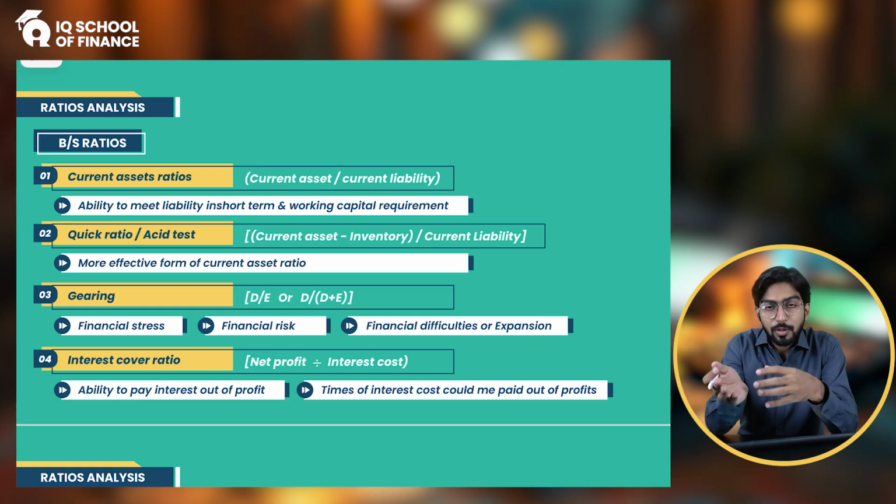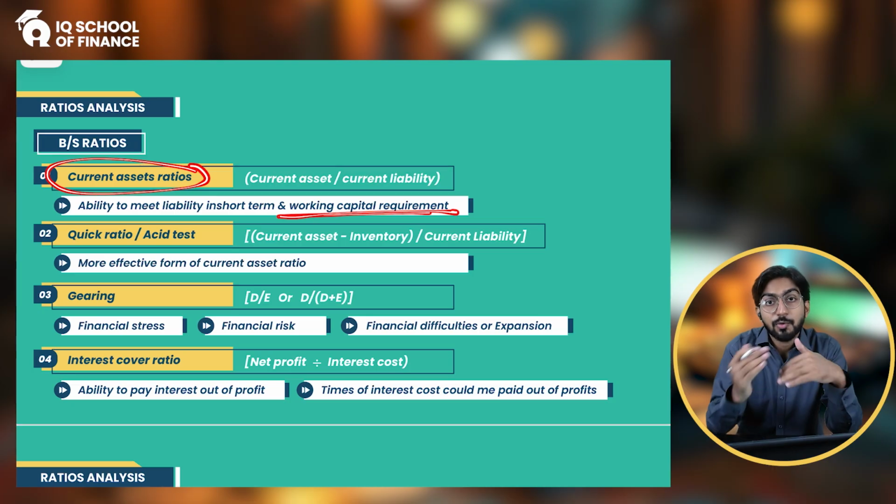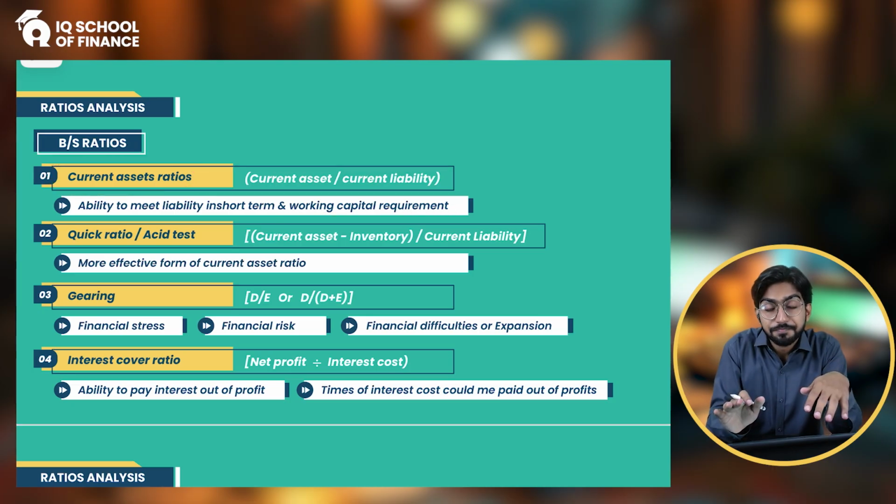So the current asset to current liability ratio tells you that if the current ratio is more than one, the company has enough assets to pay off its short term liabilities. Because if your current assets are less than the liabilities, it shows that the company would not be able to pay off its short term liabilities when they become due. And the working capital as well is part of the current ratio. So will you be able to meet your working capital requirement? This current ratio shows that if it's more than one, yes, you would be able to.